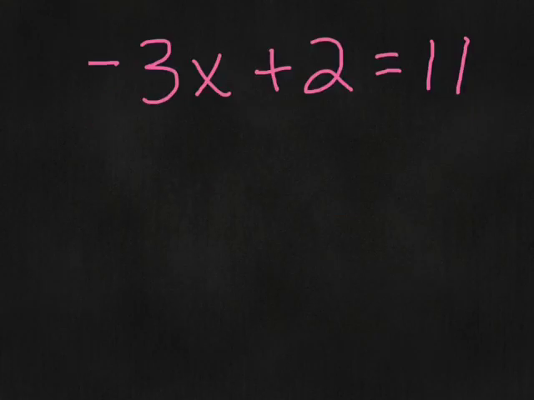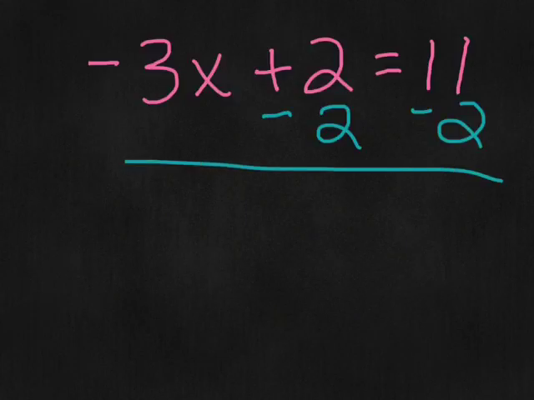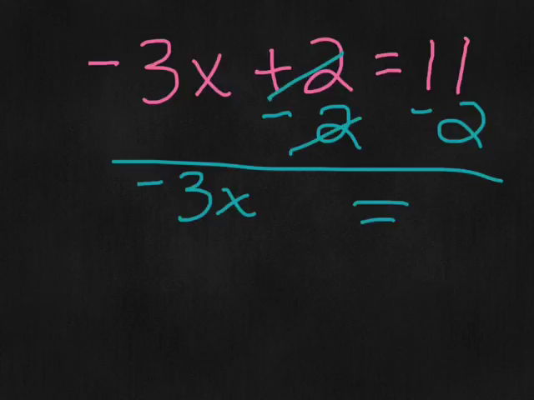Oh, there is one more example. -3x plus 2 equals 11. I have a times -3 and a plus 2. So I will undo my addition and subtraction first. In this case, it's addition. I'll undo it with subtraction. So I get -3x. These guys cancel. Equals 9 because 11 minus 2 is 9.